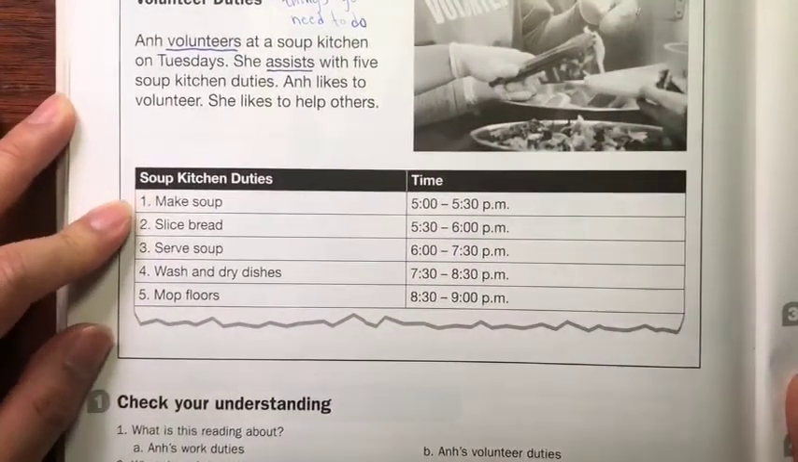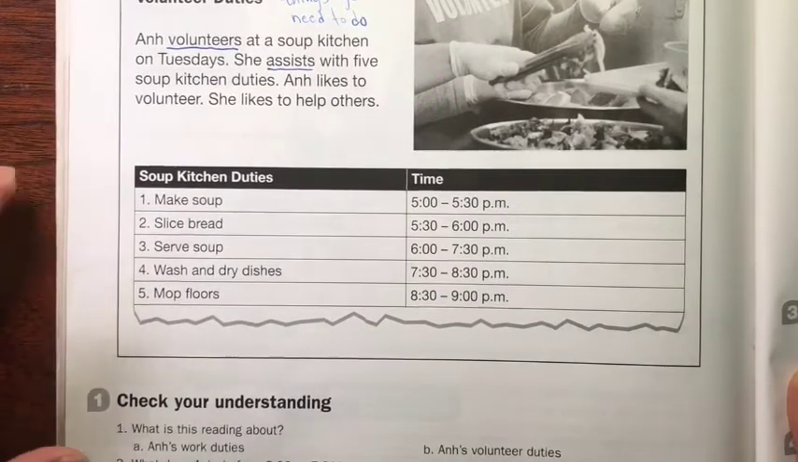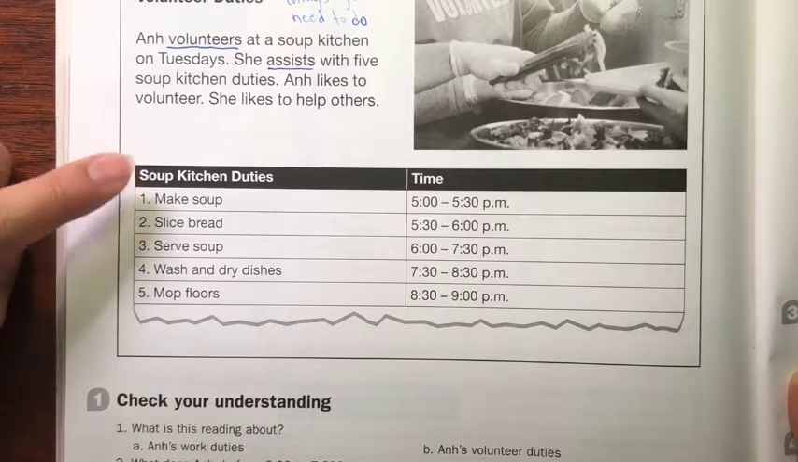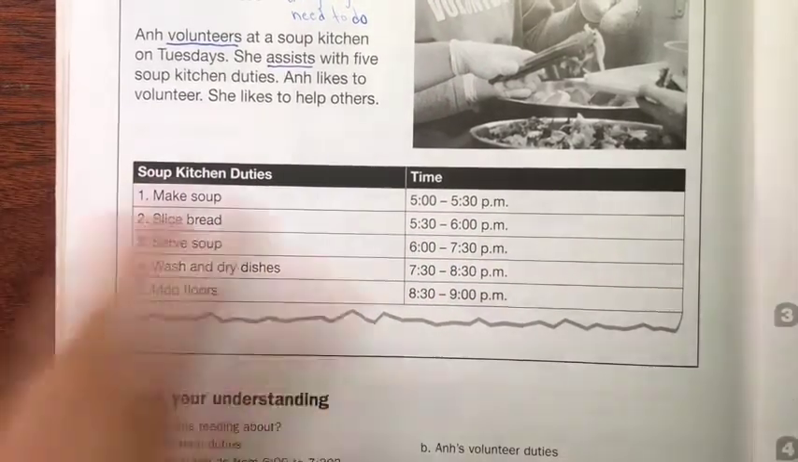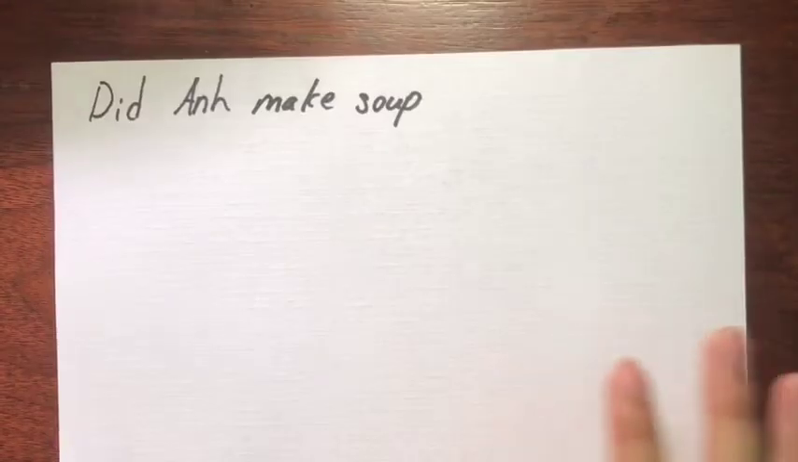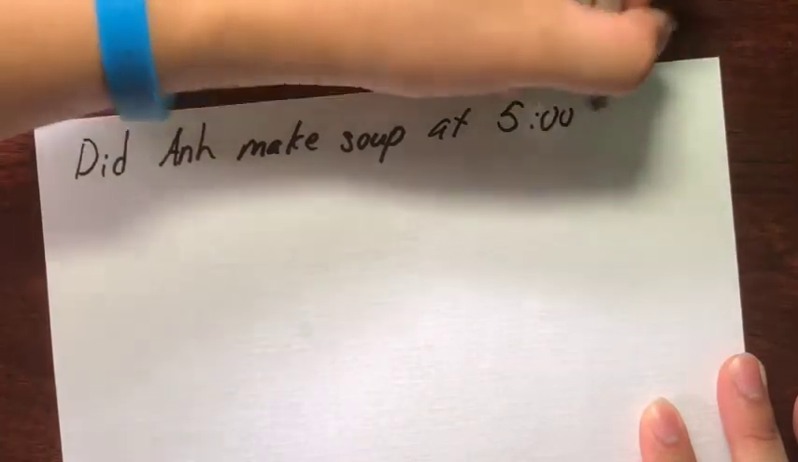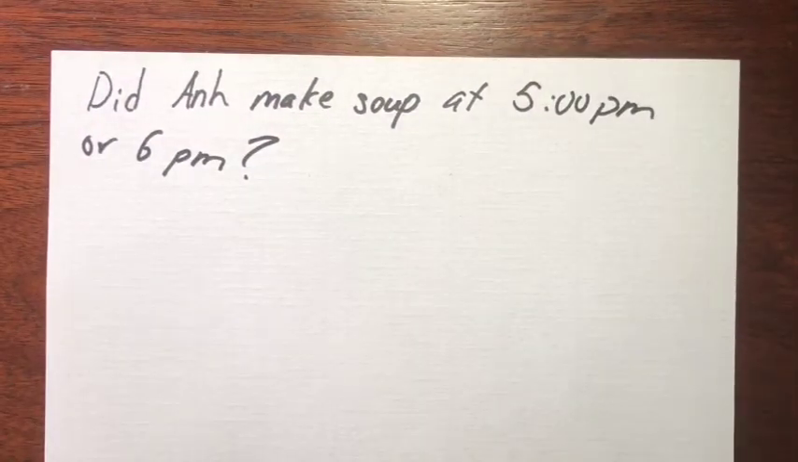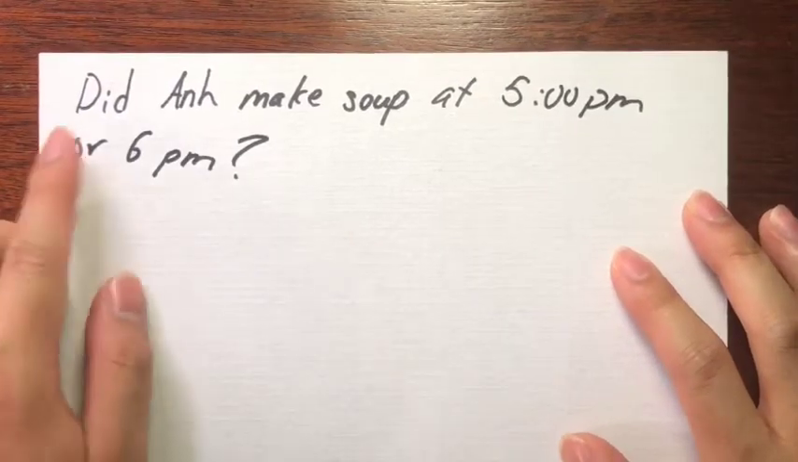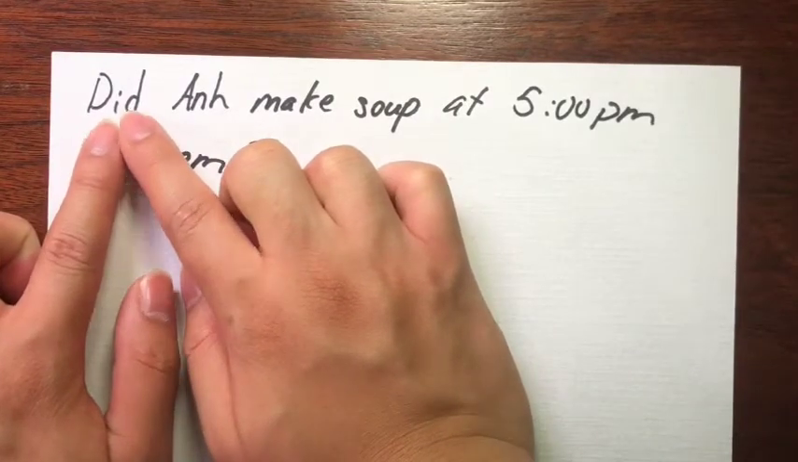So let's look at Anne's soup kitchen duties. Make soup. Did Anne make soup at 5 p.m. or at 6 p.m.? Anne made soup at 5 p.m. So let me write the question and the answer. So the question is, did Anne make soup at 5 p.m. or 6 p.m.? So this question has the word did, and did is the past tense.